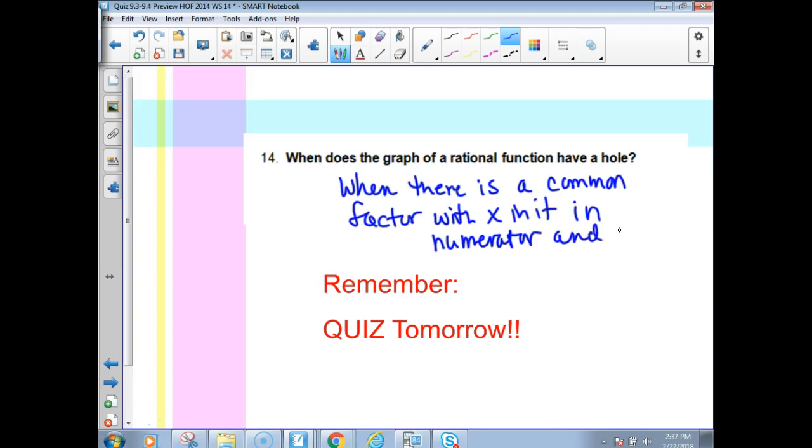Pardon me? No. Point discontinuity is, you're not telling me how you know if it's going to have a point discontinuity. A point discontinuity is a hole. So they're like one and the same thing. You have to say something. You have to have the common factor with x in it in both the numerator and denominator.